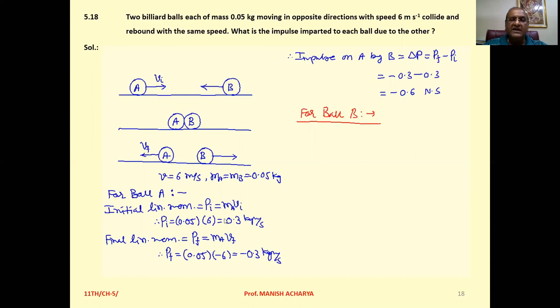So you can write in the similar way for B also. Clear to all of you?